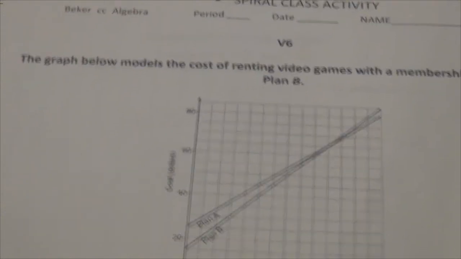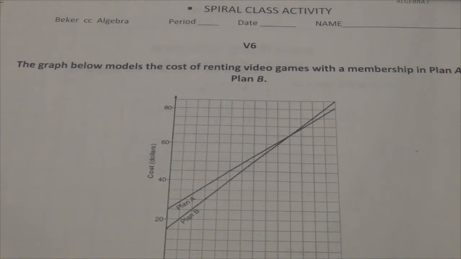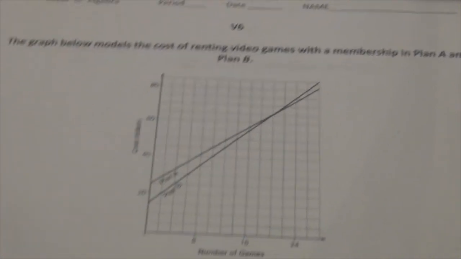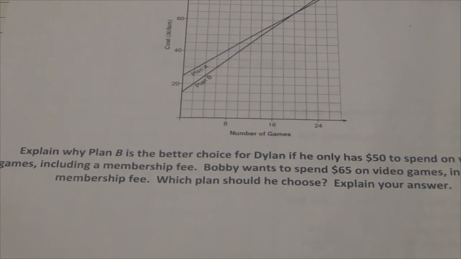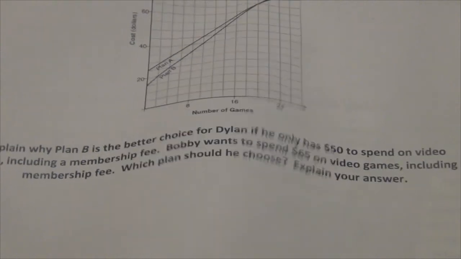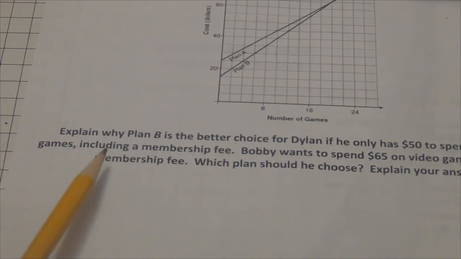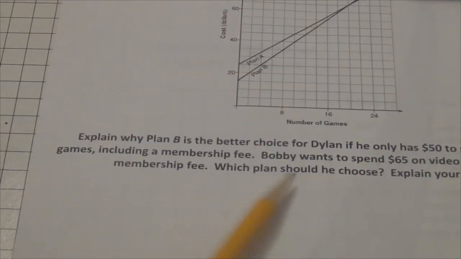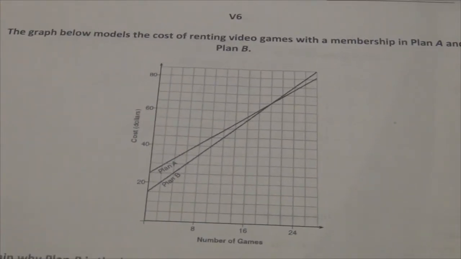Okay, version 6. So the graph below models the cost of renting video games with a membership in Plan A and Plan B. Explain why Plan B is the better choice for Dylan if he only has $50 to spend on video games, including a membership fee. Bobby wants to spend $65 on video games, including a membership fee. Which plan should he choose? Explain your answer. All right, so first of all, let's take a look at the graph.